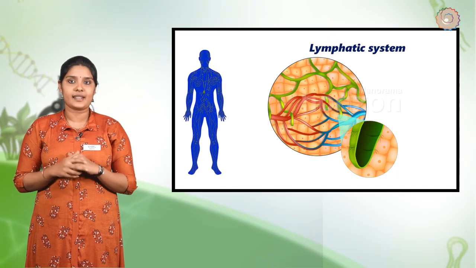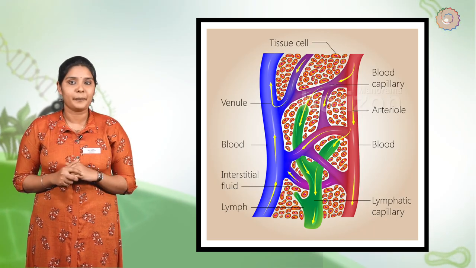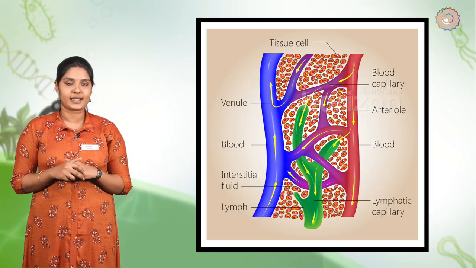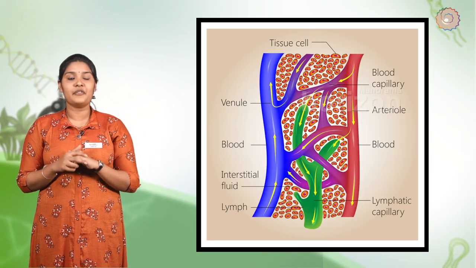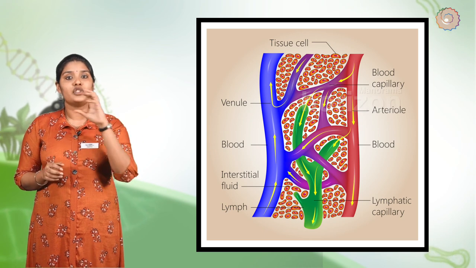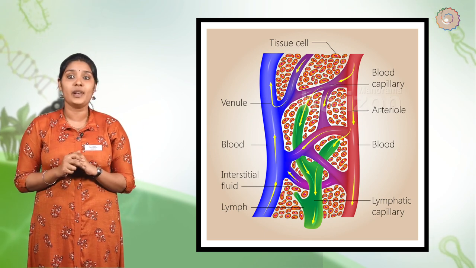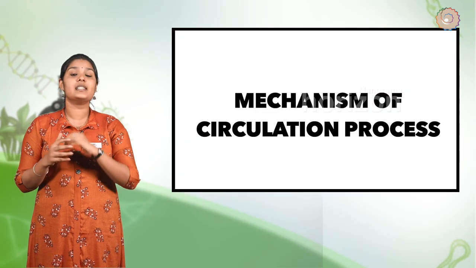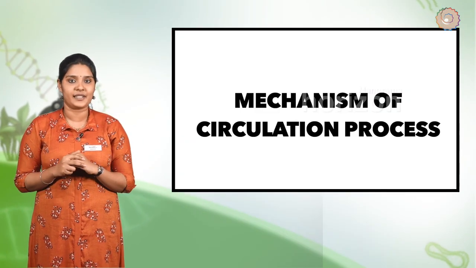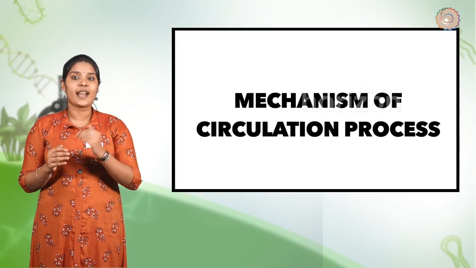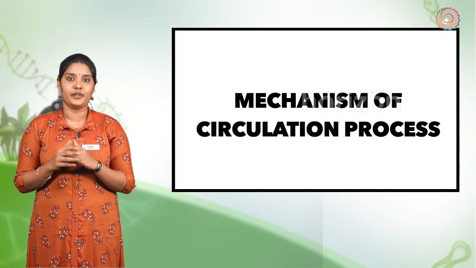Unlike blood in the circulatory system, lymph is not pumped. Instead, it passively flows through a network of vessels. Lymph drains into lymphatic capillaries, which join to form large lymph vessels which further open into larger veins. Now we learn about the process of circulation. The right and left sides of the heart work together, which results in the blood flow.